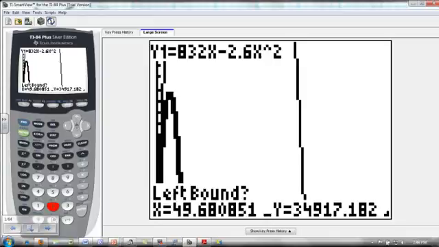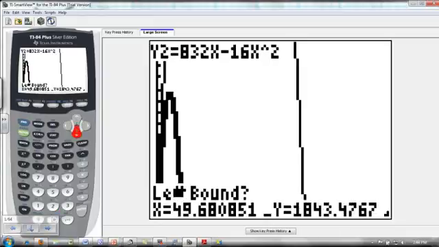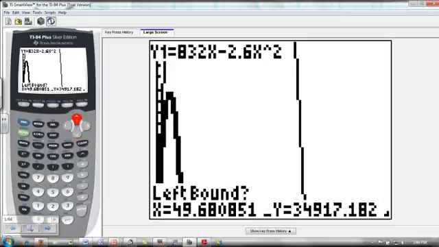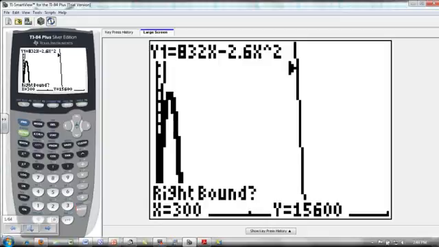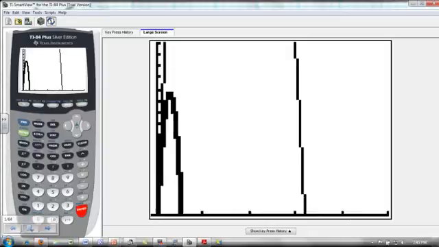You change which equation by using your up and down arrows. So there's the Earth equation. There's the moon equation. Okay, left bound, let's say 300. Right bound, let's say 400. I don't care what my guess is. And they say at 320 is when it falls back to the moon when you shoot the bullet up.